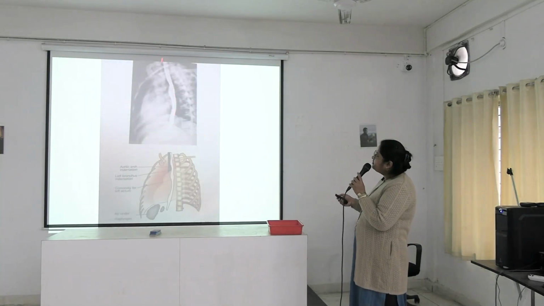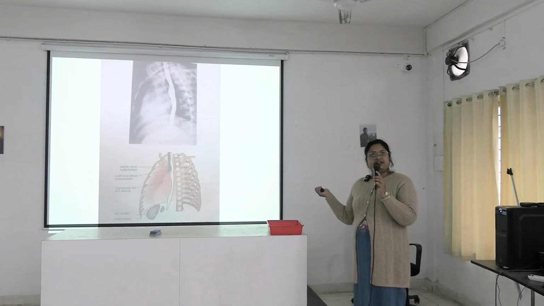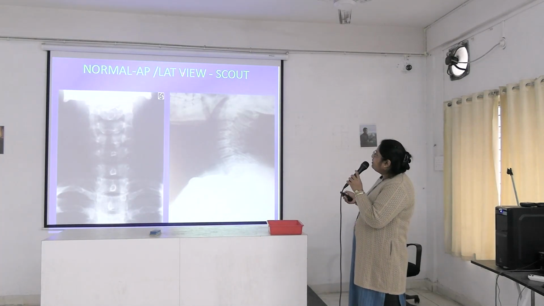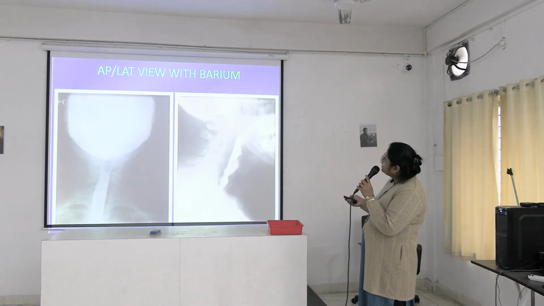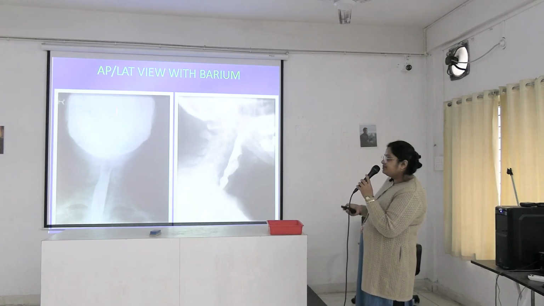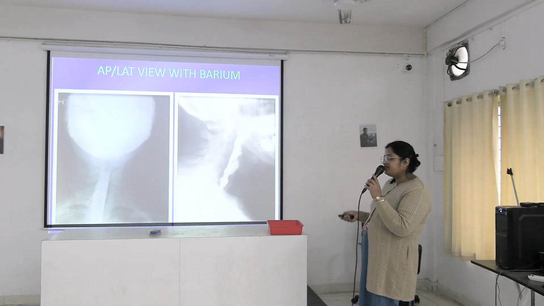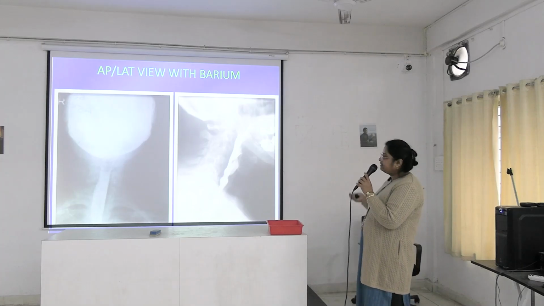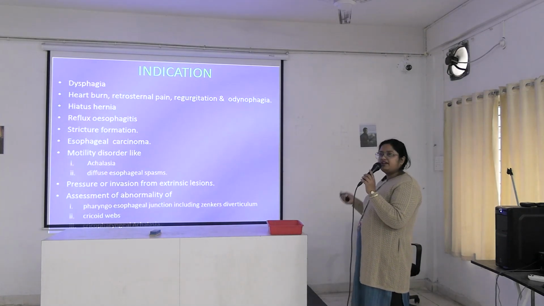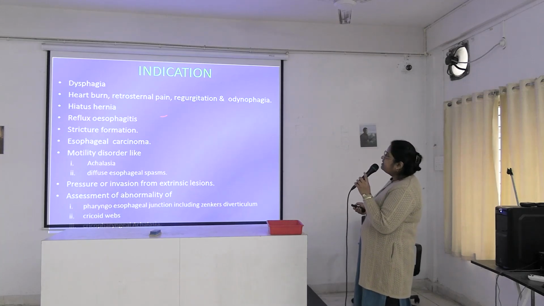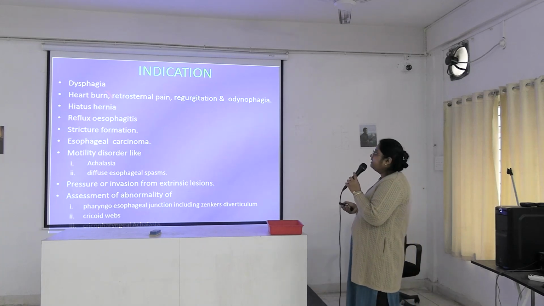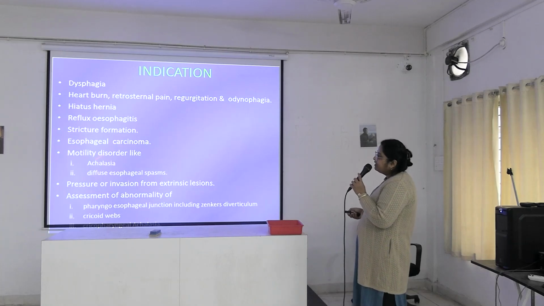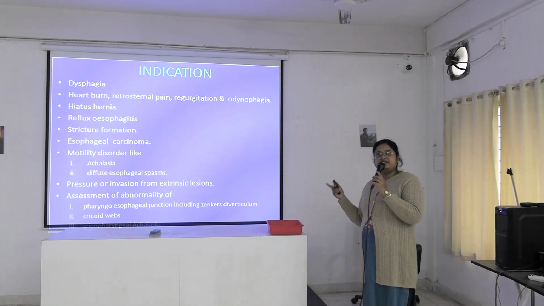Esophagus is visualized. Normal esophagus is visualized like this in barium swallow X-ray. And normal AP view, lateral view, the tracheal shadow, you can see in AP view and lateral view. And this is with barium swallow. Here is the position of the esophagus, and here is the position in lateral view. So you will do barium swallow X-ray in dysphagia, heartburn, retrosternal pain, regurgitation, odynophagia, pain during deglutition, hiatus hernia, reflux esophagitis, stricture formation, esophageal carcinoma, and motility disorders like achalasia cardia.